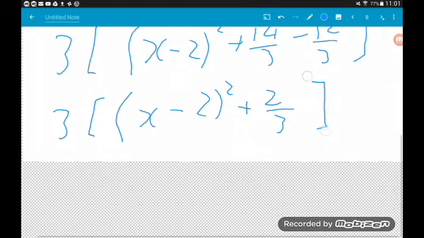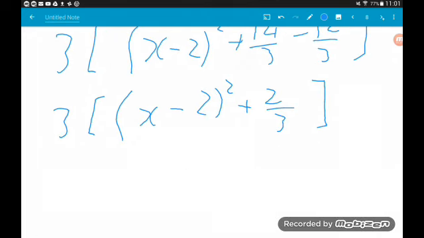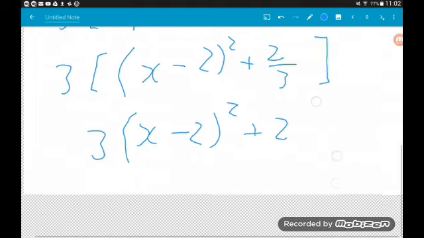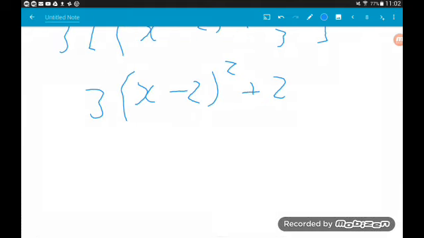Almost there, now we just gotta let that 3 back in. So again, it can't affect the things inside of the round brackets. It can only sit on the outside. Okay, so we got 3 lots of x minus 2 squared, and then 3 times 2 thirds is going to give us plus 2, like that. So, again we got a minimum here. So the coordinates of our minimum are positive 2 and positive 2.